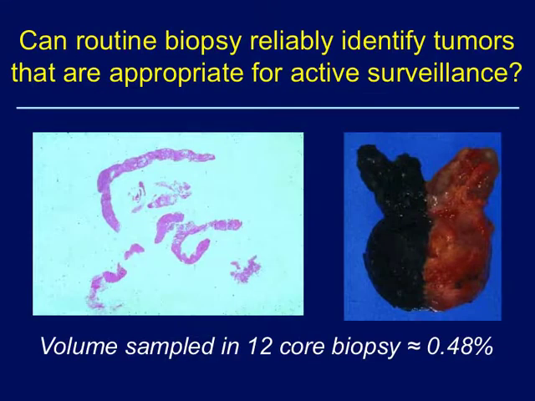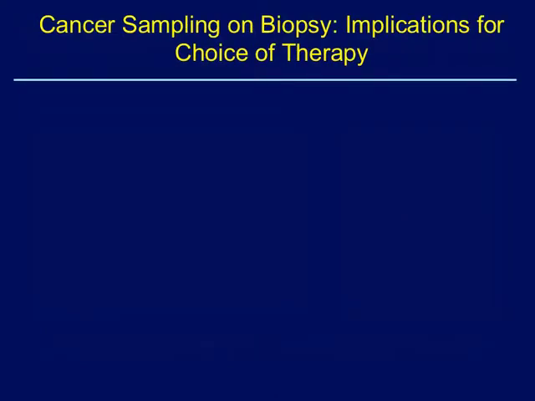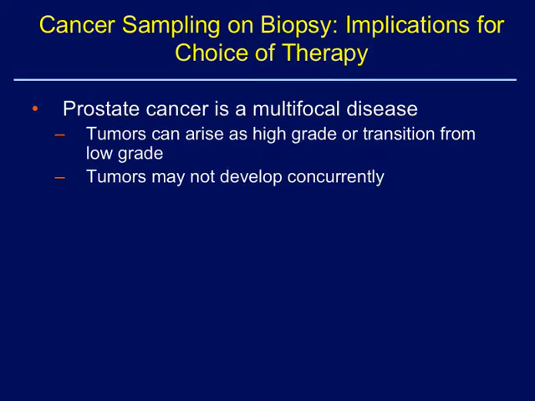Let's go back to this problem, and this is reflected in what you had to say here. We are sampling a very small proportion of the prostate with our standard biopsy protocols. How reliable is it to say what the prognosis for the prostate is when you have a sampling issue going on? So there are some issues that we need to think about when we have a biopsy with tumor on it. Prostate cancer is a multifocal disease.